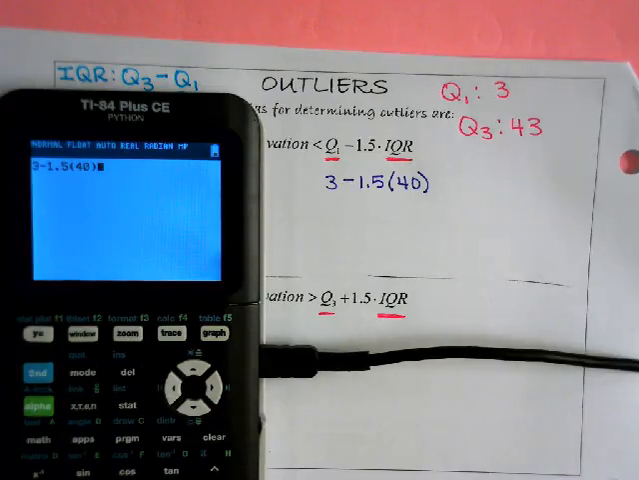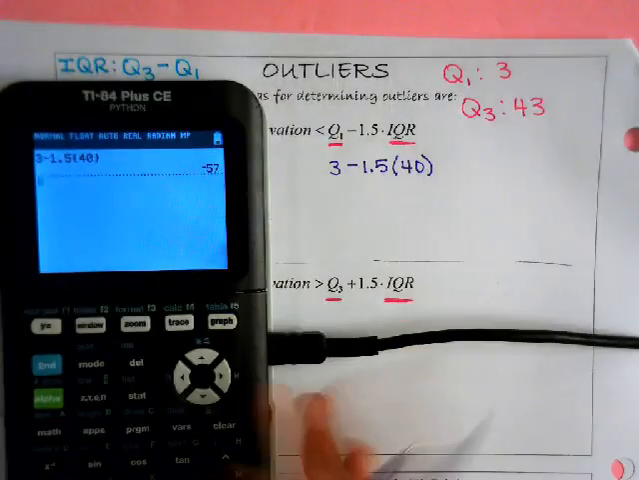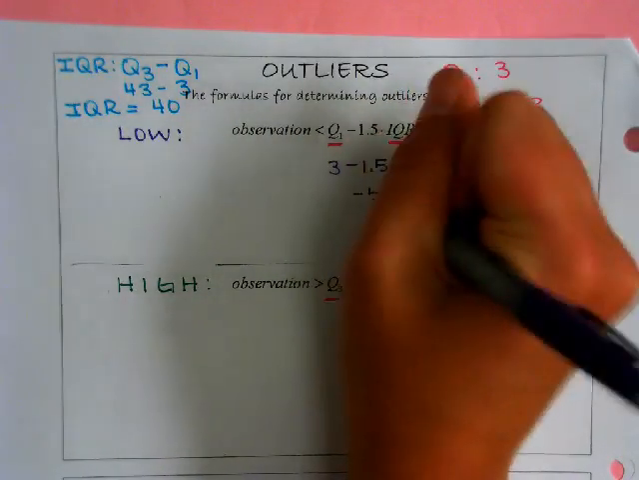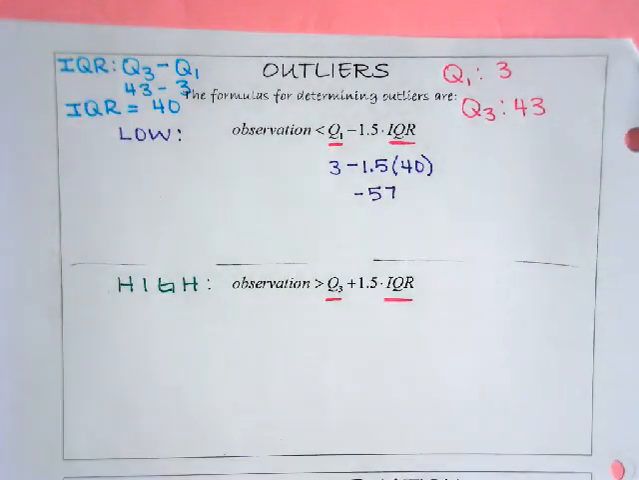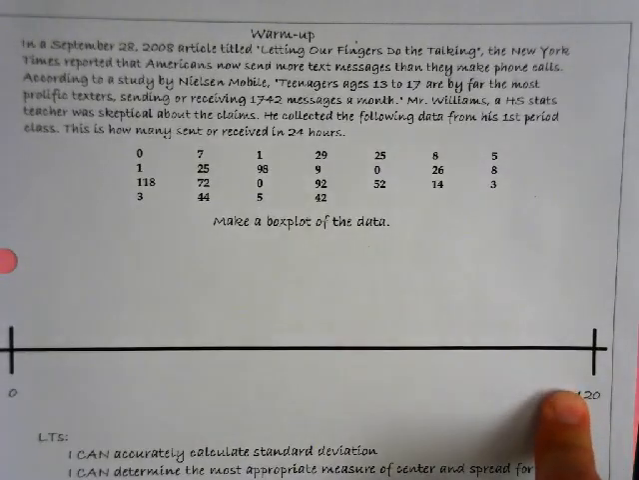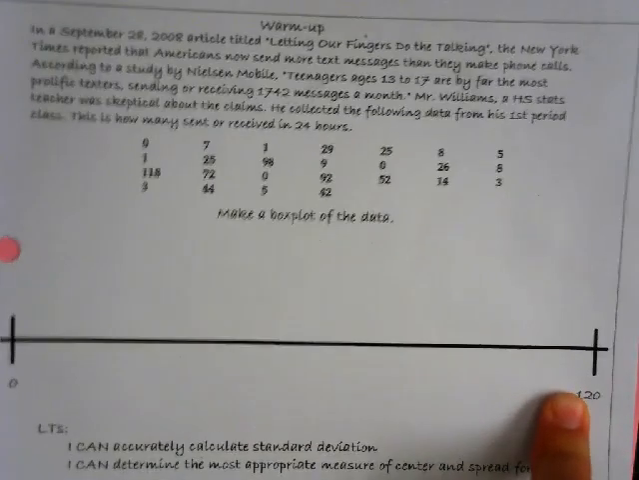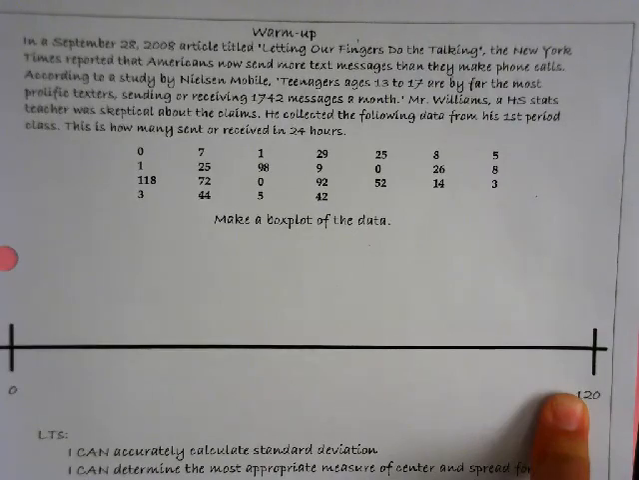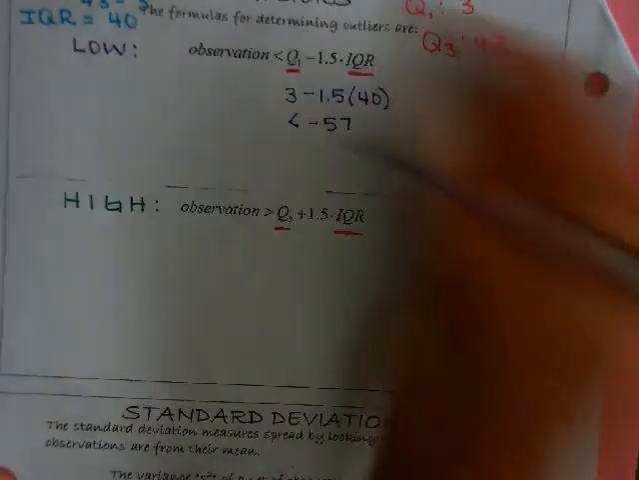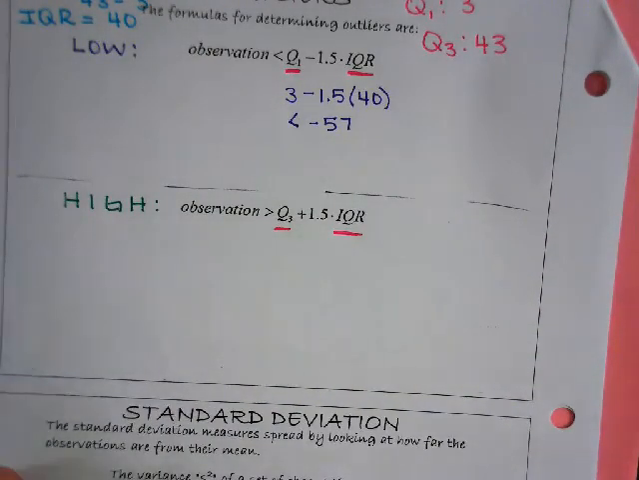I get negative 57. So in the data on the front side, let's flip back really quick. Did anybody have negative 57 texts sent and received? No. So we don't have any low outliers because we don't have any observations that are less than negative 57. So no low outliers.